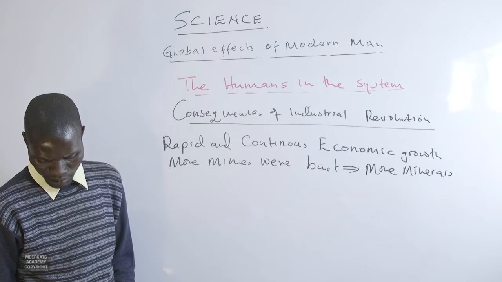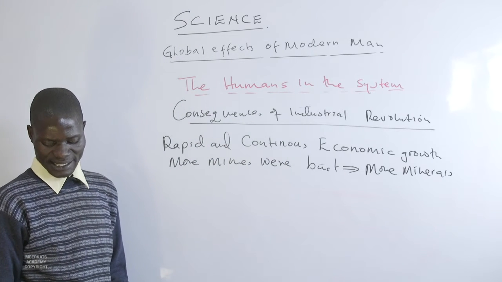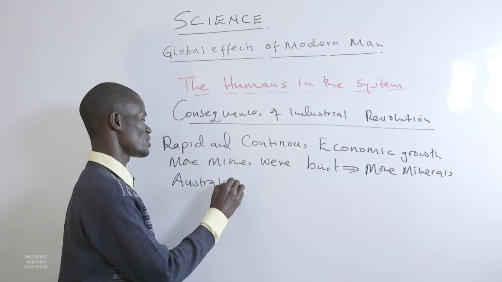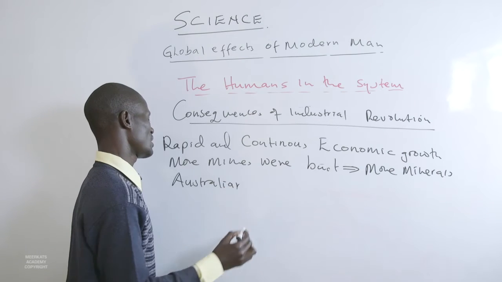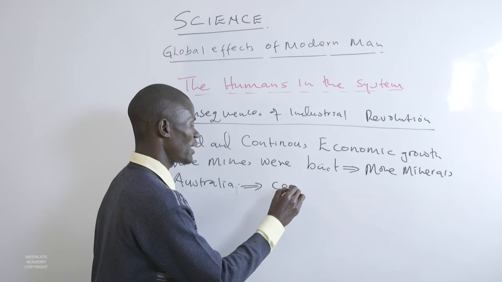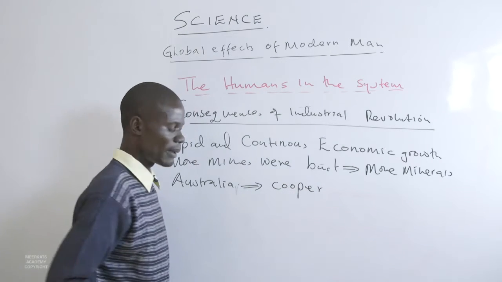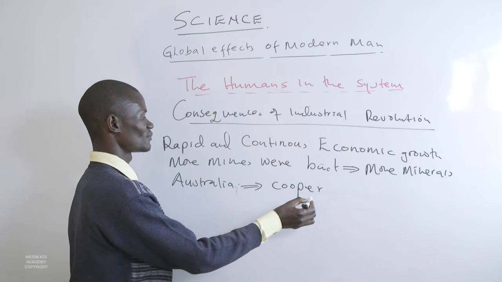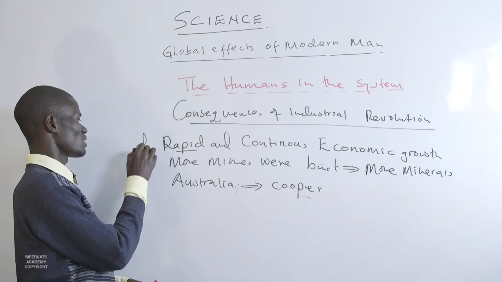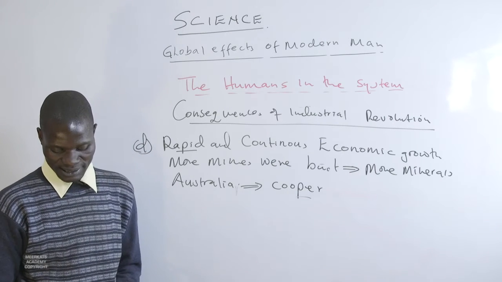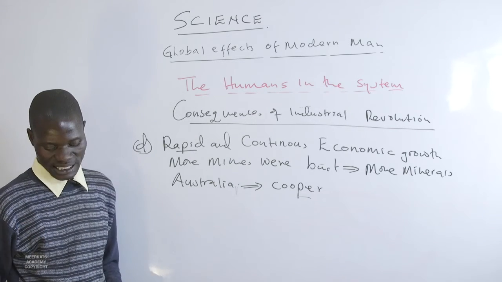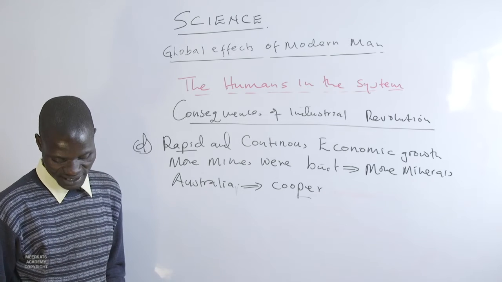For example, Australia became the second largest producer of copper mineral in the world, because of the rapid and continuous economic growth which developed as a consequence of the revolution, that is the shift from the Aboriginal lifestyle.